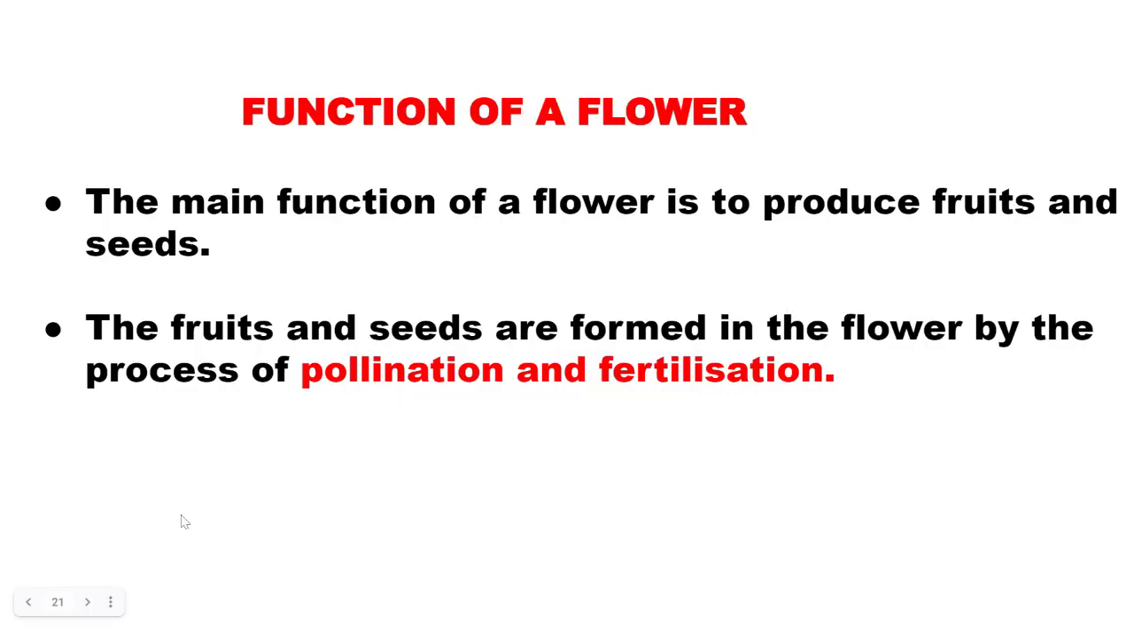Children, now let us discuss the functions of flowers. The main function of a flower is to produce fruits and seeds. The fruits and seeds are formed in the flower only by the process of pollination and fertilization. So we will discuss pollination and fertilization in detail. Let us see what is pollination and what is fertilization.